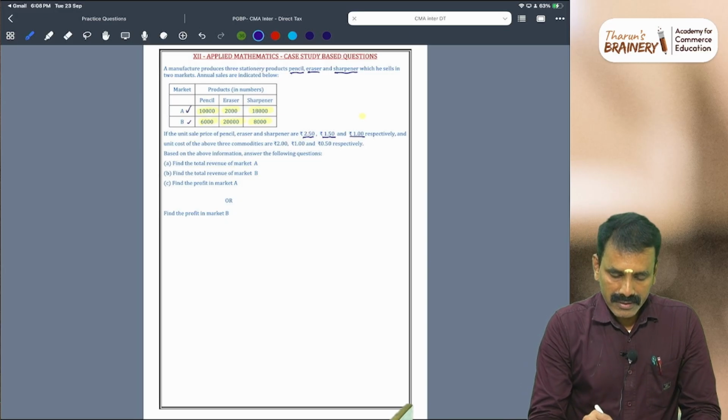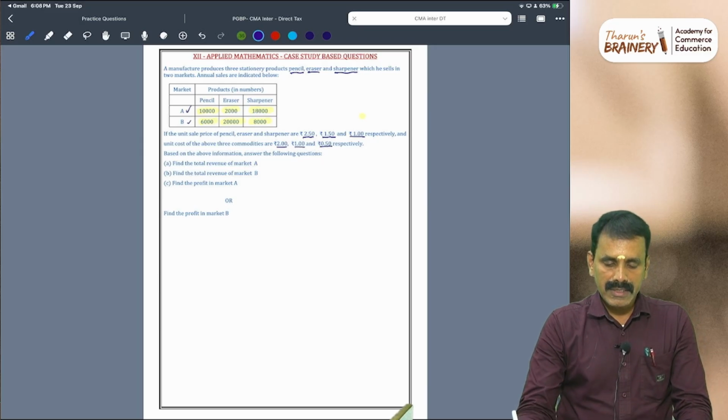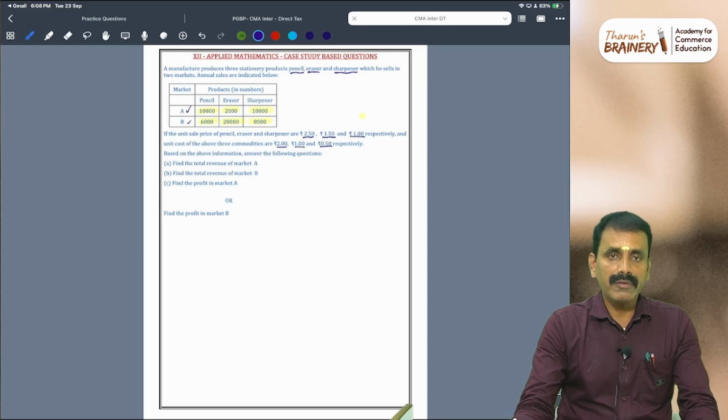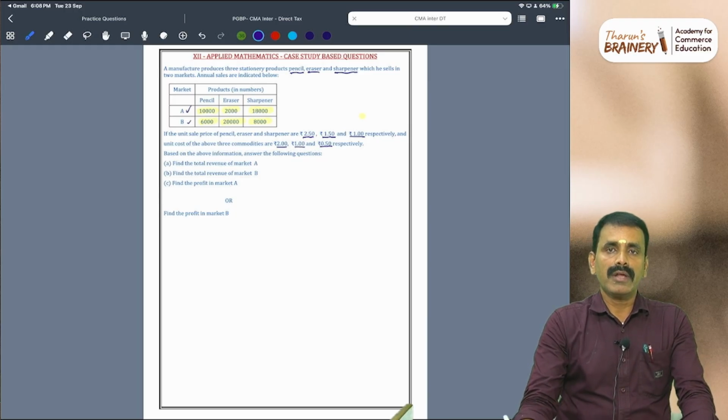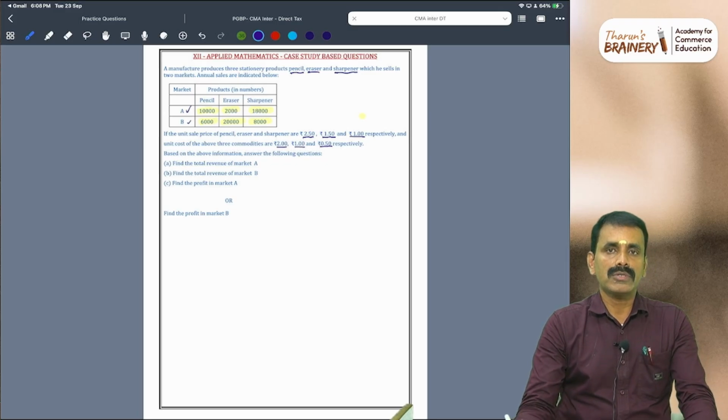And again they are given the cost of each product. For pencil it is going to be 2 rupees, for eraser 1 rupee and for sharpener 50 paise. Is it clear? Based on this we are supposed to answer the following questions. The first question is, find the total revenue for market A. Find the total revenue for market B. Find the profit in market A. Find the profit in market B. We have to answer these questions, and the last question is going to be the choice question, but we will try to solve that also.